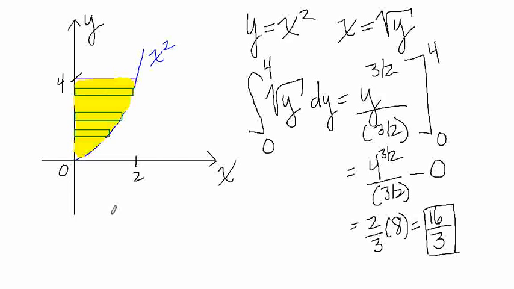Okay? In other words, you would find the integral from 0 to 2 of 4 minus x squared with respect to x. Okay? Do that and you'll see that you will get 16 thirds. Okay? Let's continue.